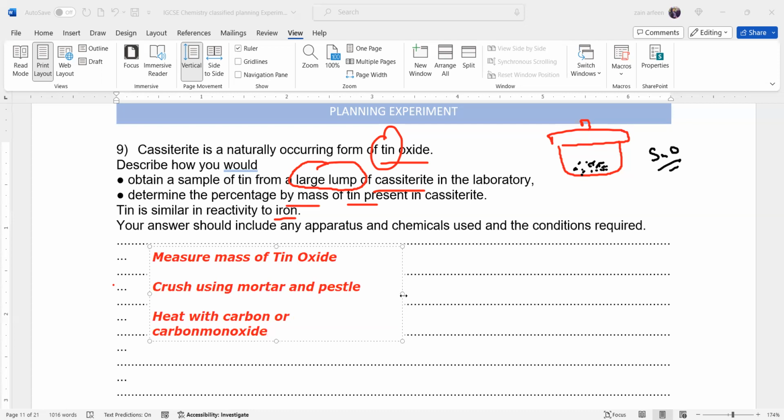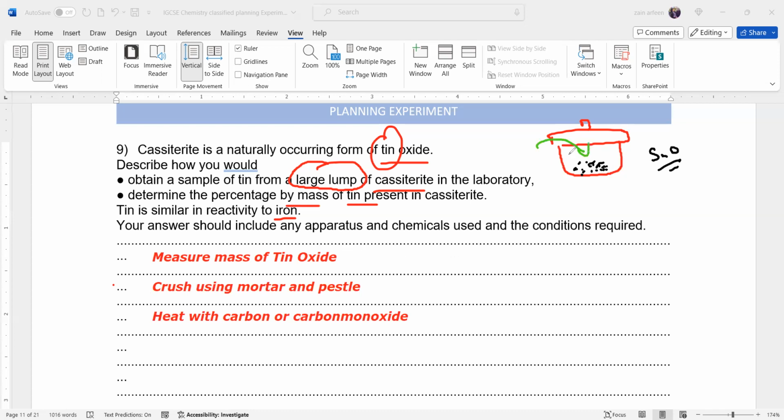If we heat with carbon or carbon monoxide, the oxygen will be removed, because the carbon reacts with the oxygen which is present in the tin oxide. So if we add carbon or carbon monoxide to tin oxide, it will form tin metal and produce carbon dioxide. So the oxygen will be removed from the tin oxide in the form of carbon dioxide. So heat with carbon or carbon monoxide.